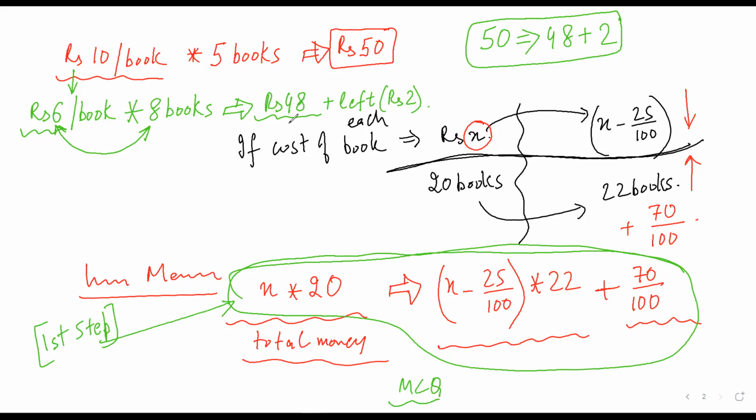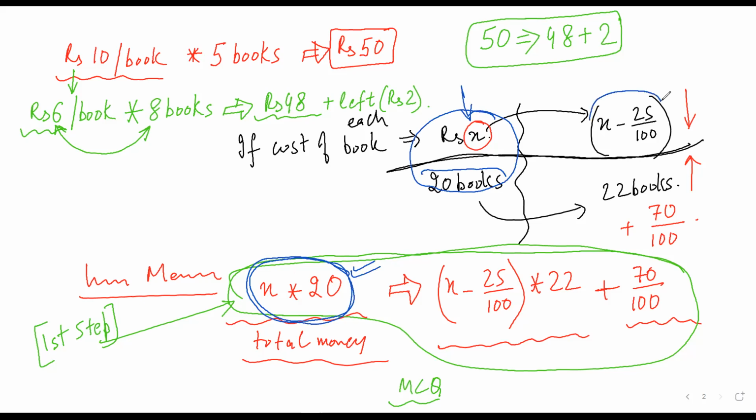So the question is, let us try to understand the question again. I've assumed that the cost per book is X. Using this, I'm able to buy 20 books. So the money that I have would be 20 into X, which is written here. Satya, is this okay? Yes, sir.